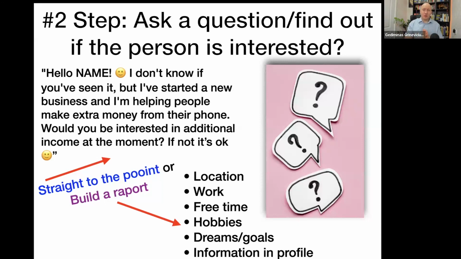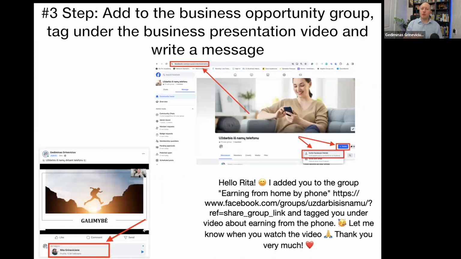And if the person says they're interested, and only if they say they're interested, you then go on to step 3. And step 3 is the add tag message, the ATM system, right? So you add the person to the group, to a business opportunity group, you tag them under the business opportunity presentation video, and then you write them a message, right? So step number 1, you add people to a business opportunity group. So this is not your team group where you put all your trainings and so on.